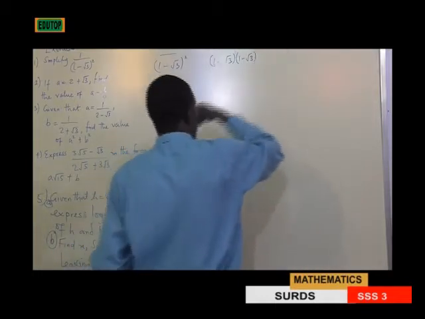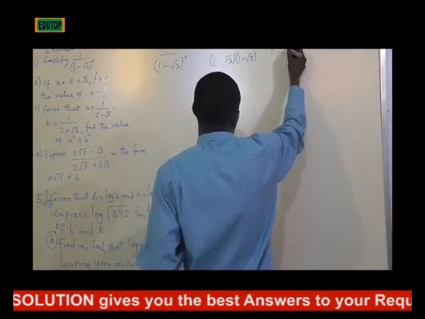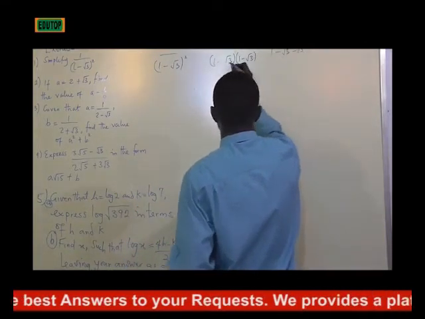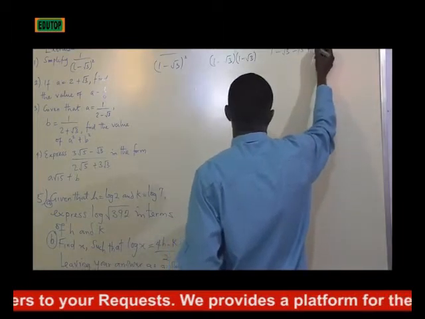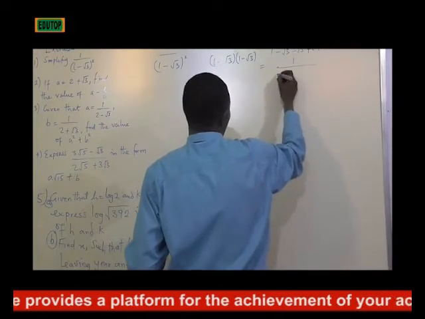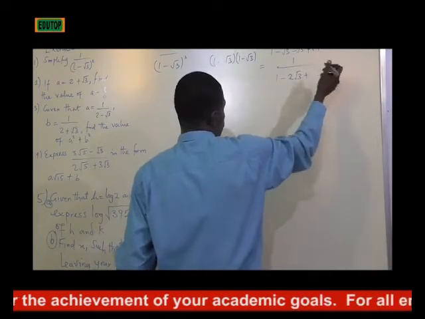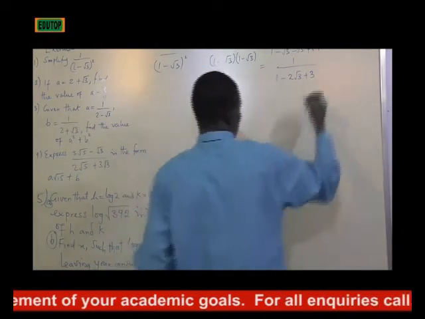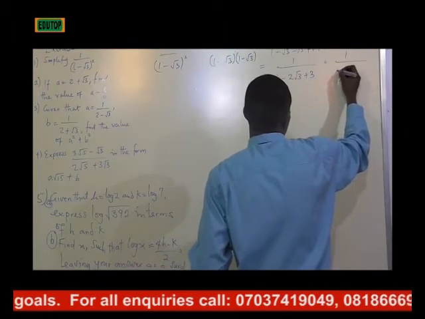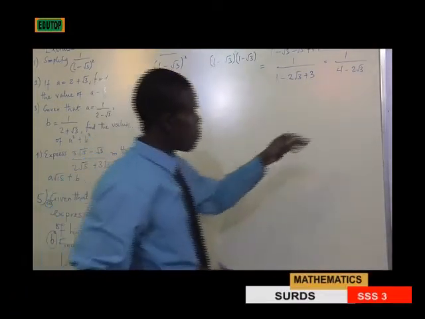So if we have to expand this, we have 1 over 1 times 1, 1. 1 times minus root 3, we have minus root 3. Minus root 3 times 1, minus root 3. Minus root 3 times minus root 3, that will be plus root 9. So if we simplify this, we have 1 over 1 minus root 3 minus root 3, that will give us minus 2 root 3 plus root 9, that gives us 3. So if we simplify this, we are going to have 1 over 1 plus 3, that's 4, minus 2 root 3 is what we have. We are not going to stop here.